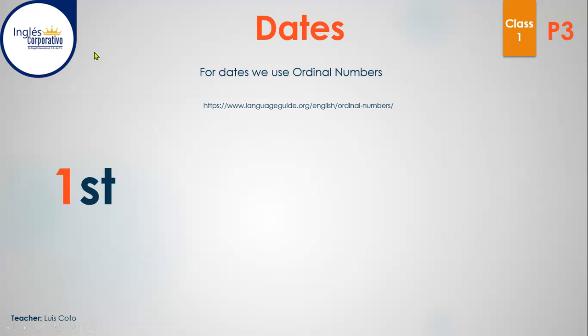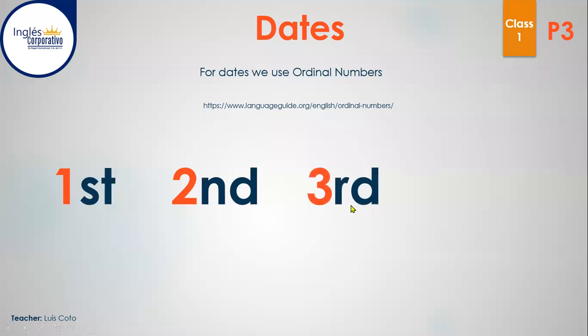First. Correct. That is a one. Next one. Second. Great. If you notice the letters at the end, they indicate second. Perfect. The next one. Third. That is correct. Next. Fourth. No, it's like this. Fourth. Let's repeat.